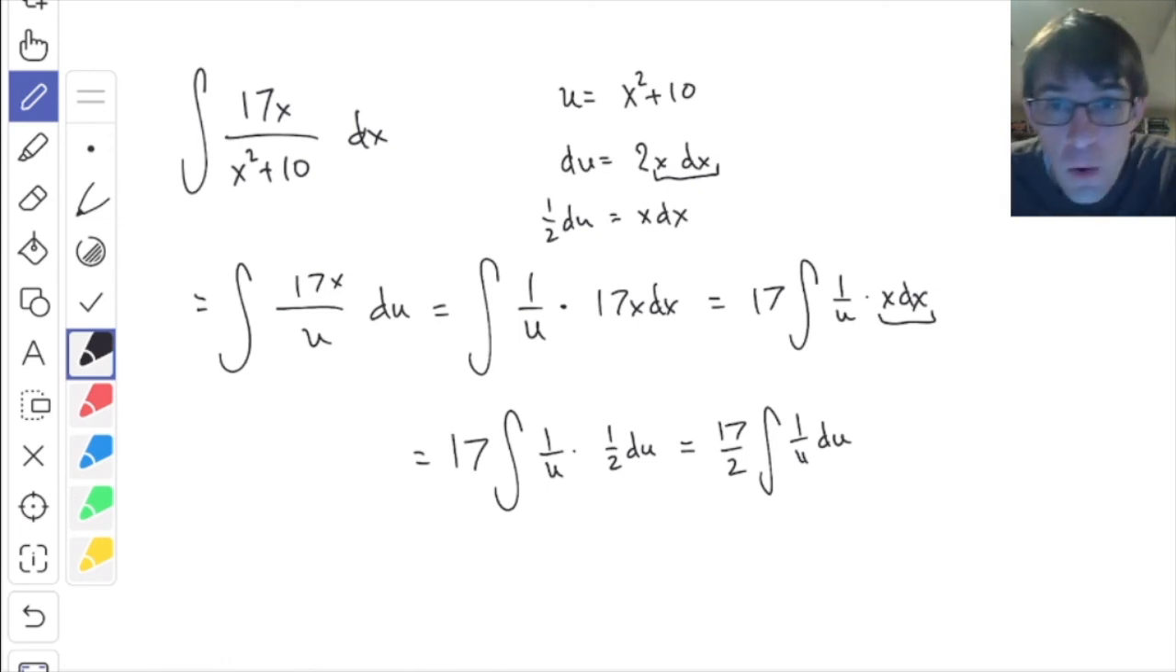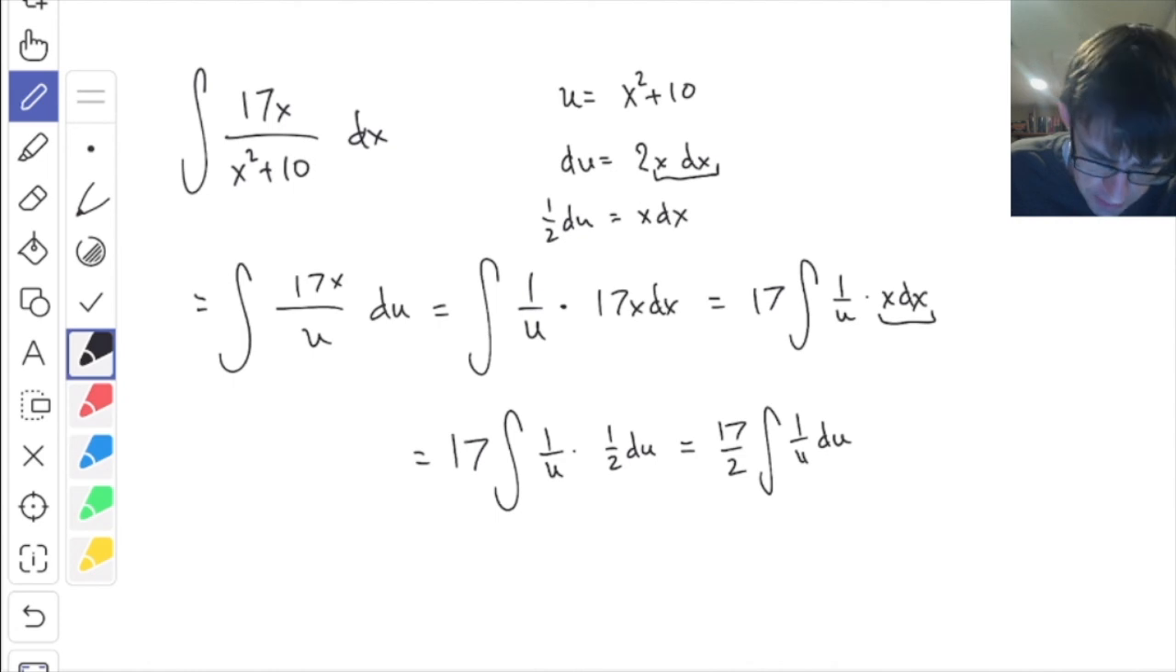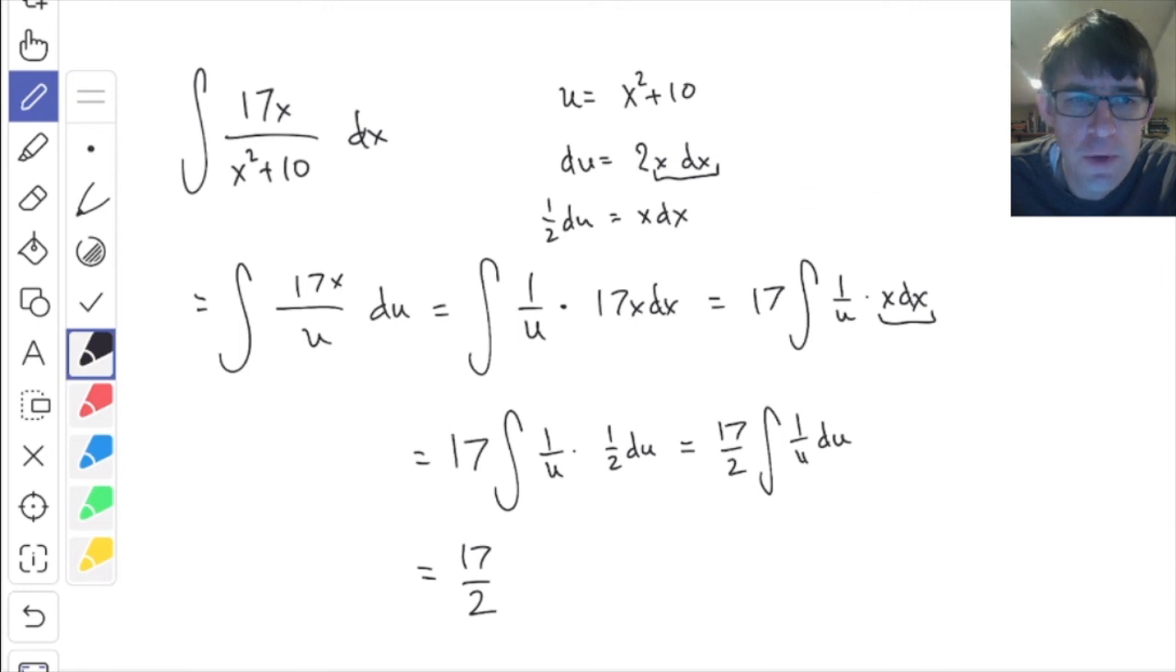All right, now we actually do the antiderivative. 17 over 2 stays out front. What is the antiderivative of 1 over u? Any ideas?